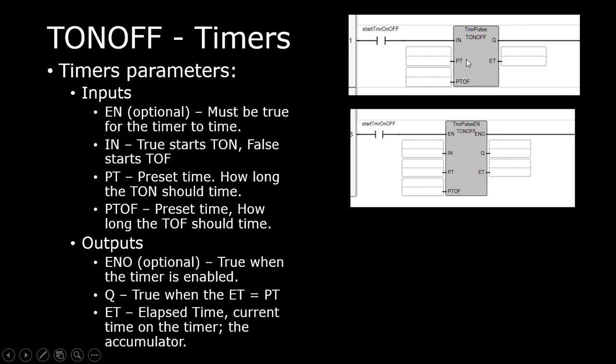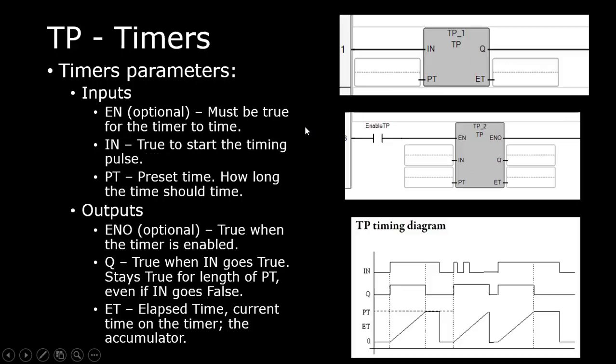Therefore, the timer will act exactly like a timer on when the rung transitions from false to true, or when the input transitions from false to true. And it will act as a timer off delay timer when the input transitions from true to false. And we'll demonstrate how that works also when we get to the code.